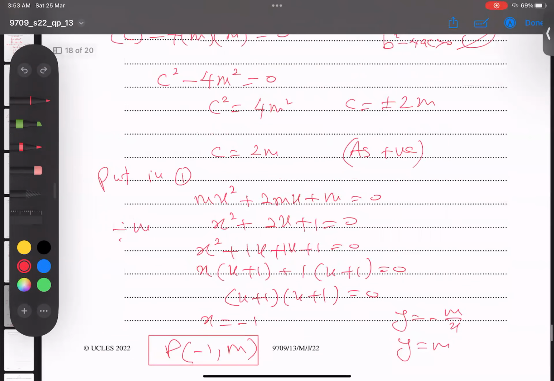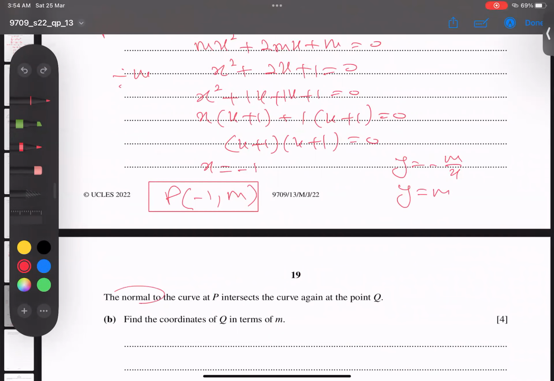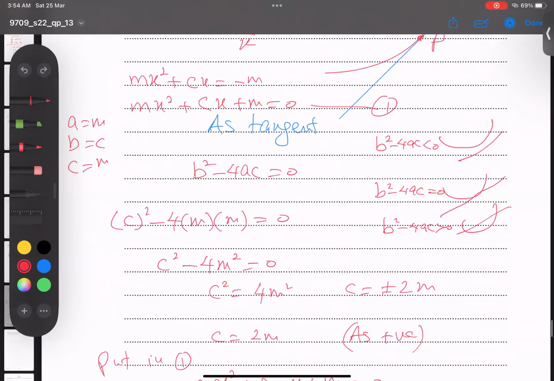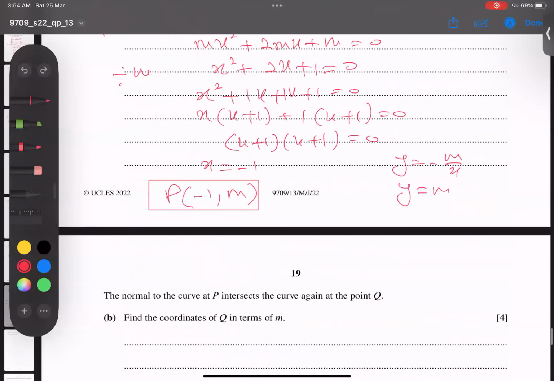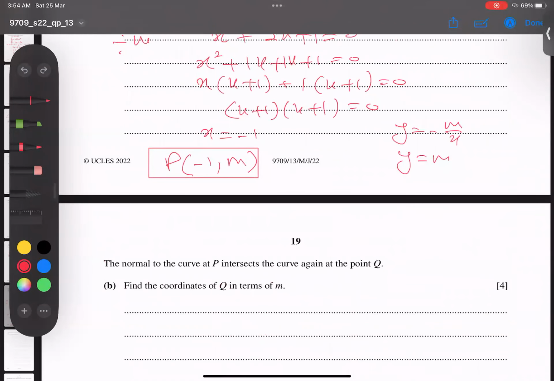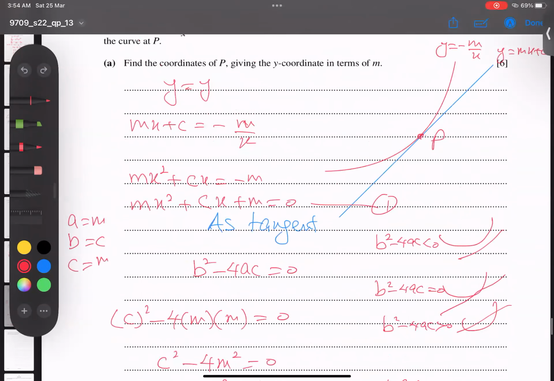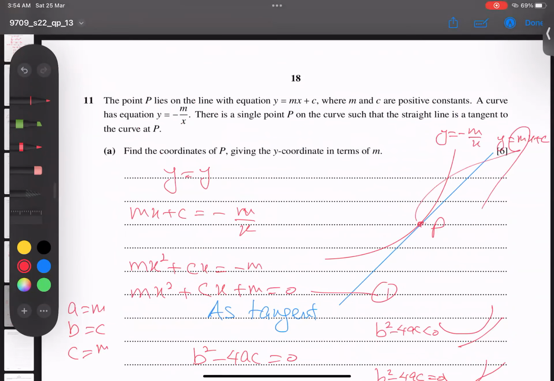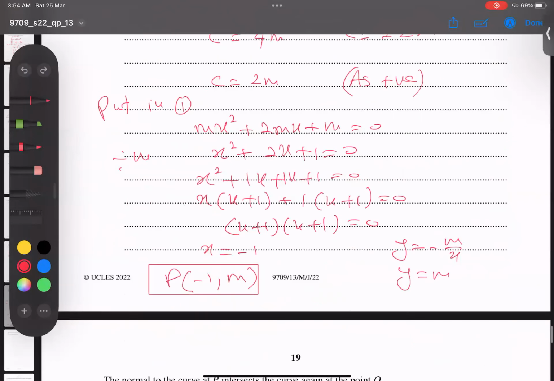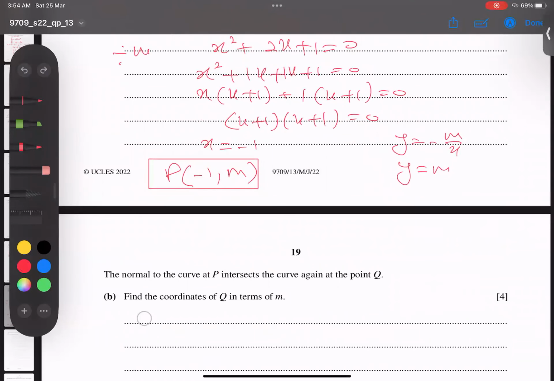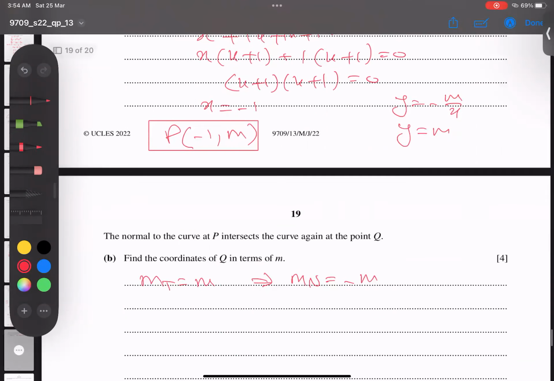First of all, we need the equation of the normal at P. How to find the equation of the normal at P? Because P's answer, I got just now. And all of you know the gradient of the tangent is clearly mentioned here. We know m is the gradient of the tangent. Then what does the gradient of the normal become? It becomes negative m.